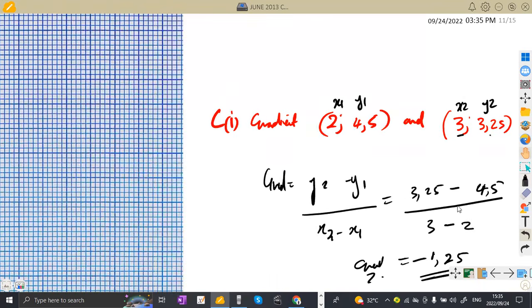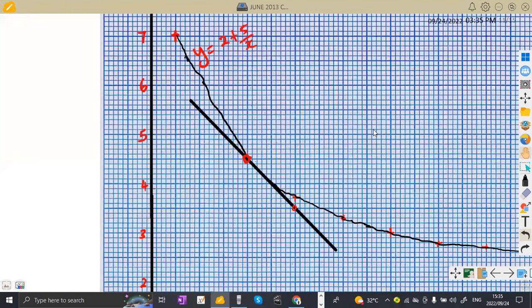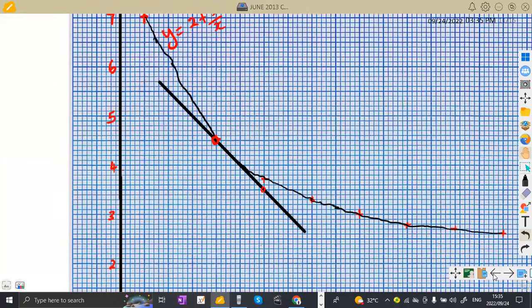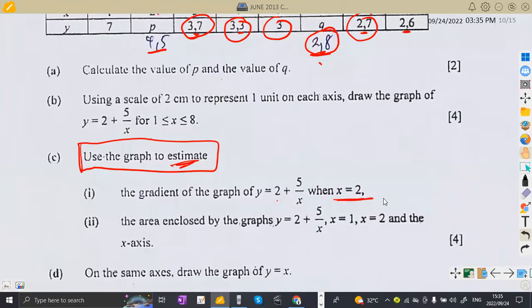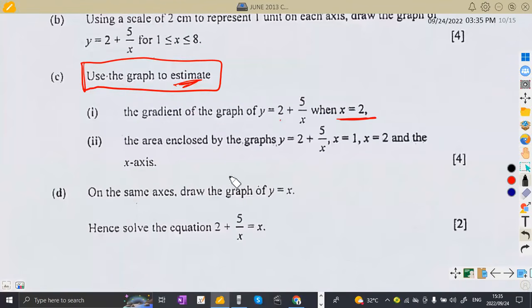Let us check the other question that we were given from this graph. We are now given item 2: calculate the area enclosed by the graph. Take note, the graph is the same graph that we had, which is this one. As you can see, it never changed. x is equal to 1, x is equal to 2, and the x-axis. So we need a region which is bounded by these lines.